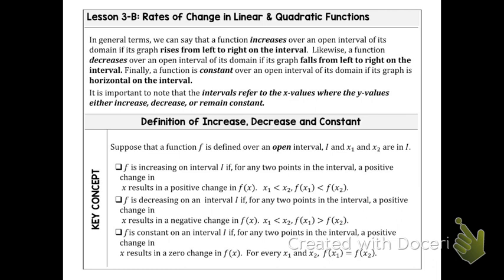Just remember that if it's rising from left to right on an interval, then it is increasing. If it is falling left to right on an interval, it's decreasing. And if it's remaining the same across an interval, it's going to be constant. Remember, it is important to note that the intervals refer to the x values where the y values either increase, decrease, or remain constant. So remember, we always label these by our x values. Also, don't forget, we're always going to use closed intervals, so we need those brackets unless it's an infinity.